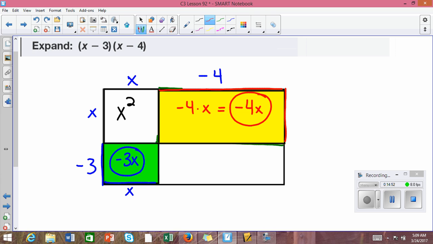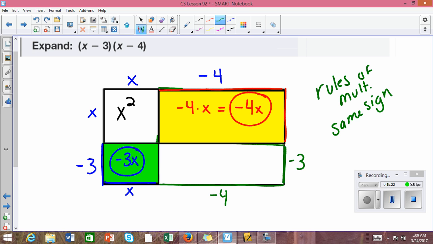Okay, your last area model over here, or part of your area model, is going to be this length, which is a -4, and this width, which is a -3. Now when I multiply -4 and -3 together, remember your rules of multiplication. Okay? Same sign means positive. Okay? Different signs in multiplication means that it's a negative. So here I have the same sign, so it's going to be a positive, and 3 times 4 is 12.